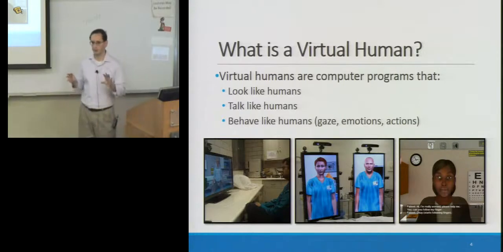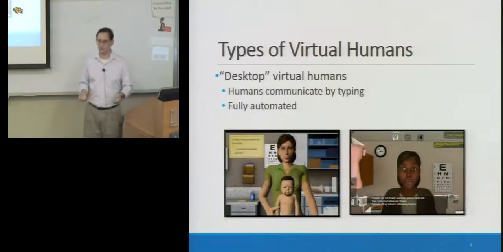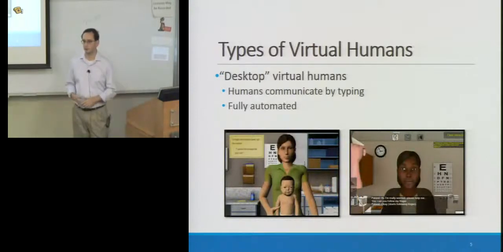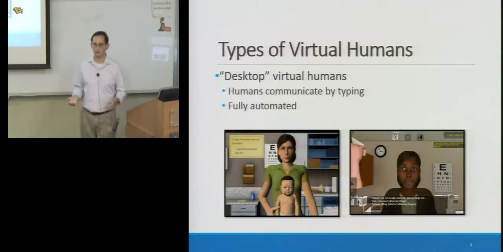I like to divide our virtual humans into 2 categories. We have what we call a desktop virtual human. This is a virtual human that runs on a desktop or a laptop. You usually interact with them in a web browser. You communicate with them by typing to them. It's sort of like an instant message program where you type your question, and the virtual human receives the question, thinks about it, decides how to respond, and you get both text and speech back from the virtual human.